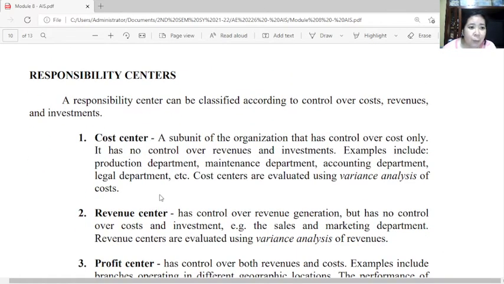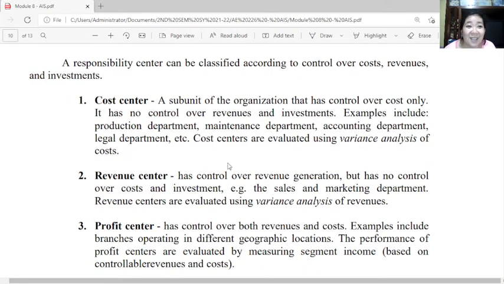So we go now to the different responsibility centers. You are familiar with this already, I presume. Basically, responsibility centers can be classified according to control over cost, revenue, and investment. That's why they are classified as such. The first one is the cost center. This is a subunit of the organization that has control over costs only. This center does not have control over revenues and investment. It only controls the cost.